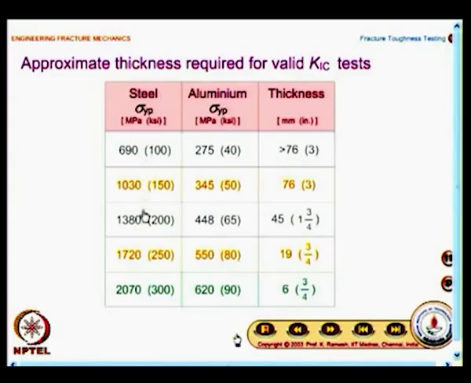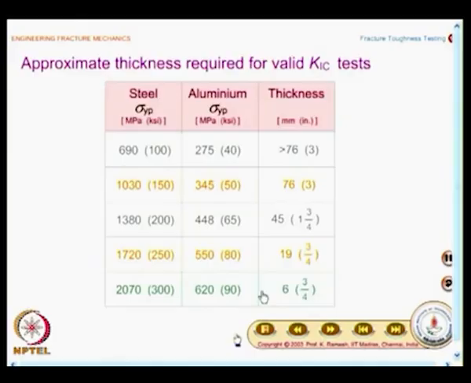On the other hand, if I go for high strength alloys, in the case of steel, if it is 1380 MPa, 448 MPa for aluminum, the thickness is like 45 millimeter, it is almost 2/3 of it. On the other hand, if you go for a very high strength alloy, yield strength is 2070 for steel and aluminum 620 MPa, you need a specimen of just 6 millimeter thickness. It is enough you write for 3 different values.